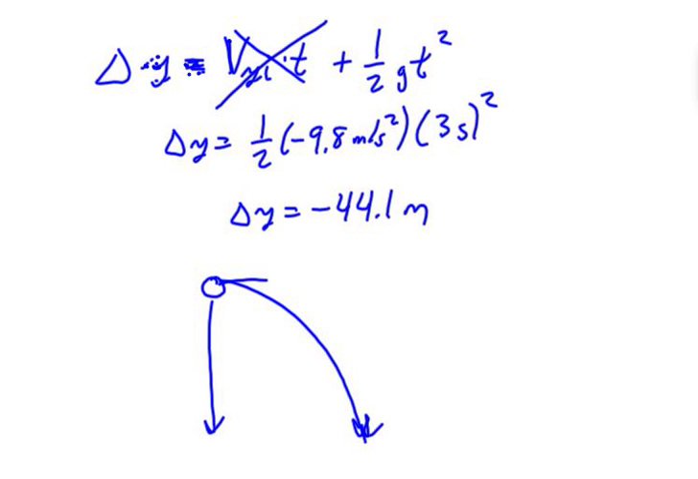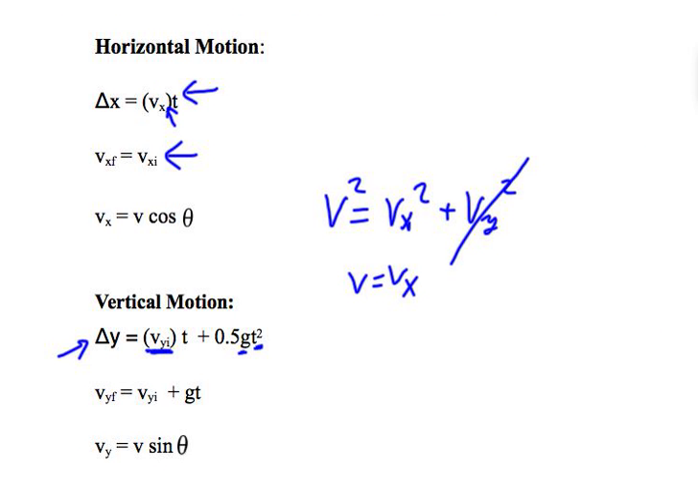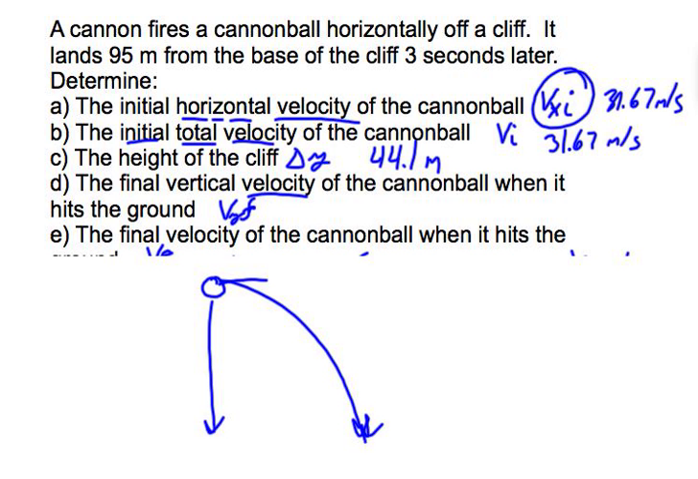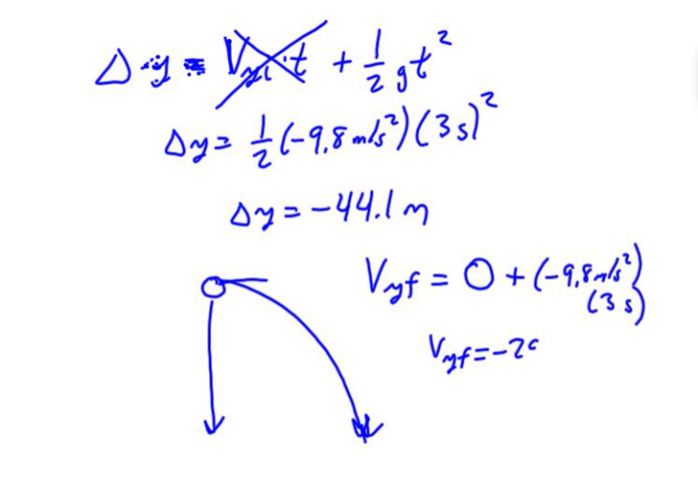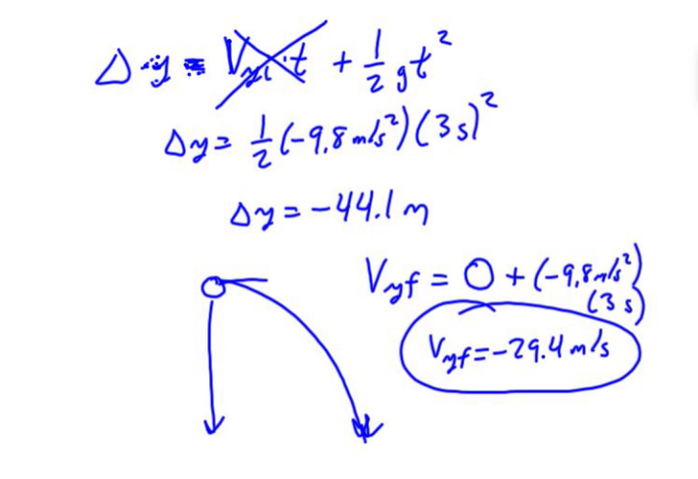So I'm going to find an equation solving for vyf, and that one is right here. vyf equals vyi plus g times t. So vyf equals vyi, which we said was 0 because it was horizontal, plus g, negative 9.8 meters per second squared, times t, which is 3 seconds. So negative 9.8 times 3, I get vyf equals negative 29.4 meters per second. The reason this is negative is because it's going in the downward direction. So that is the final velocity when it hits the ground.